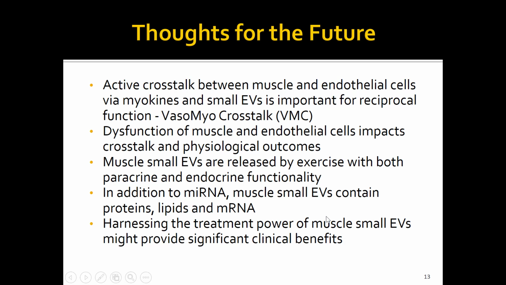So, thoughts for the future. Clearly we see there's active crosstalk between muscle and endothelial cells. We've termed that Vasomyo Crosstalk. Whether we make muscle or endothelial cells dysfunctional, it has reciprocal negative impacts on the recipient cells. These small EVs, which are released by exercise and get into the circulation, can have both paracrine and endocrine functionality. In addition to the microRNA that I've discussed here, we also know that these EVs contain proteins, lipids, and messenger RNA, and there's a large amount of research needed to coordinate and integrate what all these species within these EVs mean and how they work together.